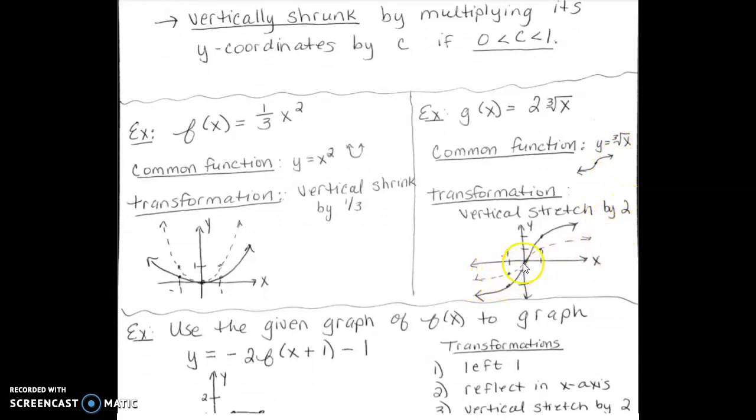So the dotted curve is the original. So this point right here has a y value of negative 1. When I multiply that by a 2, it's now a negative 2, so that point moves down here. 0 times 2 is still 0, so that point stays where it was. And then the other point, the y value of 1, multiply the 1 by a 2, now it becomes a y value of 2. So we get this new graph. We call it a stretch because notice the graph is now further away from the x-axis than it was before.